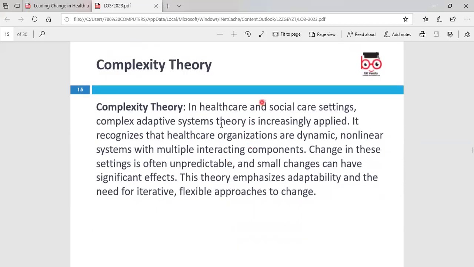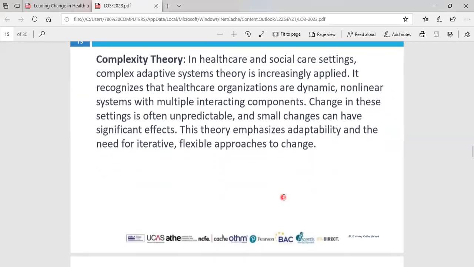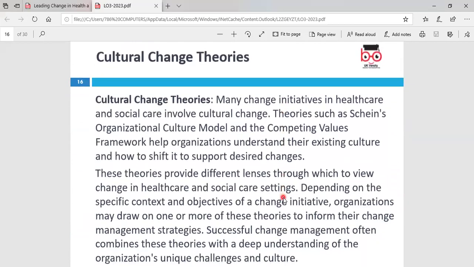The complexity theory recognizes that healthcare organizations are dynamic. They are not very simple. They are not linear. They are rather non-linear. They have multiple interacting components. Change in these settings is often unpredictable. Small changes can have significant outcomes. So the theory emphasizes adaptability and the need for iterative, flexible approaches to change. So change will not always be rigid. It has to be flexible.